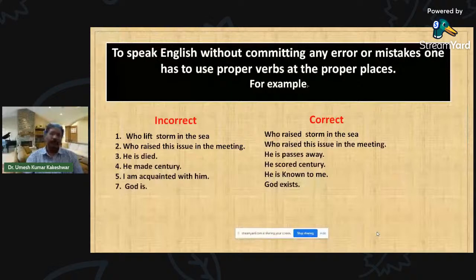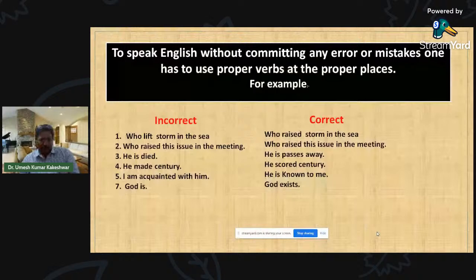Here the verb lift is absolutely incorrect. The correct verb is rest. I would like to explain that we must use proper verbs at the proper place. Here, lift is incorrect, but who rest storm in the sea, rest is the proper verb. That's why English learners, new learners, and the person who possesses English language as well as literature must use proper verbs like raise.